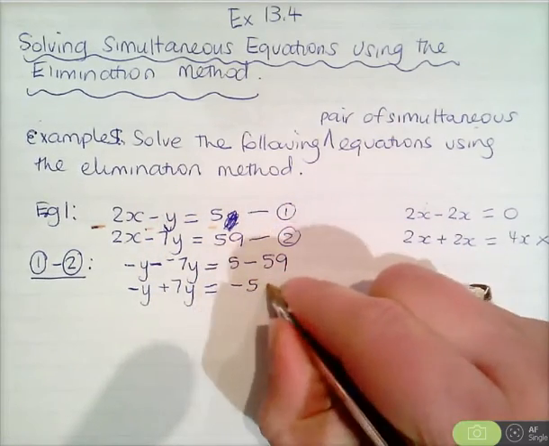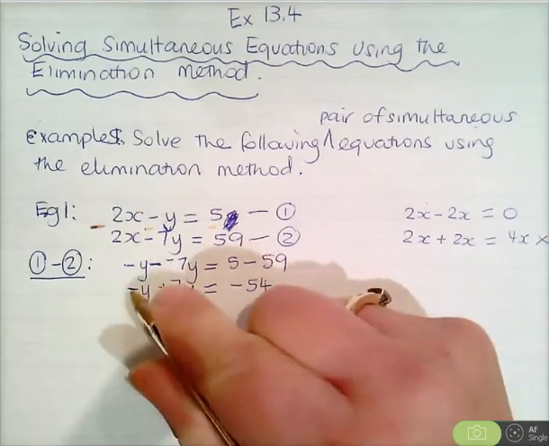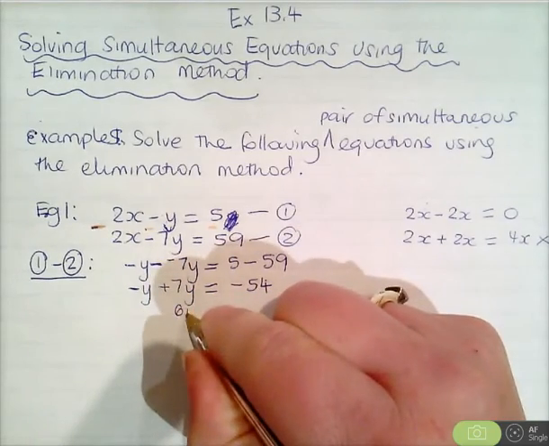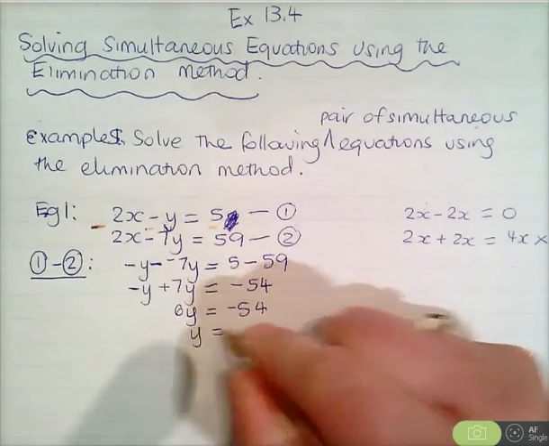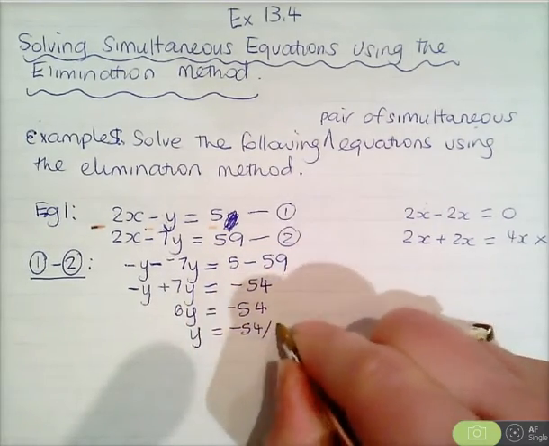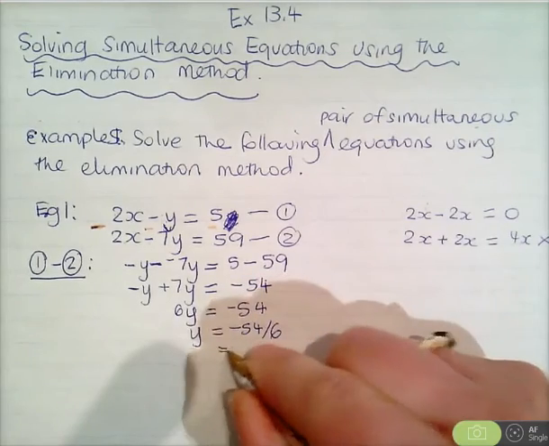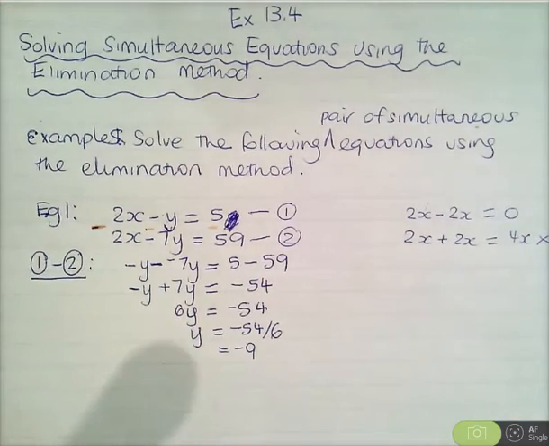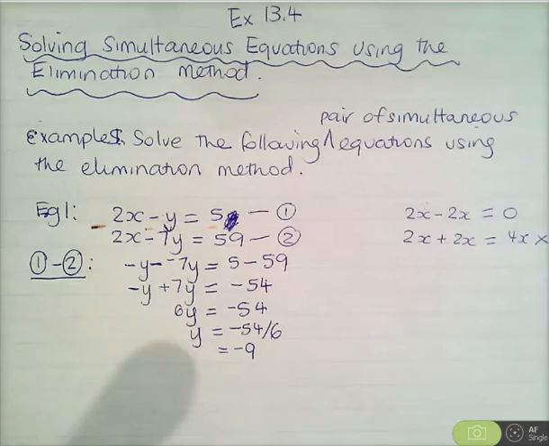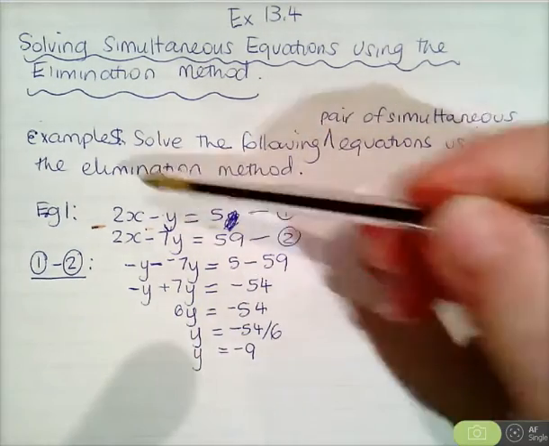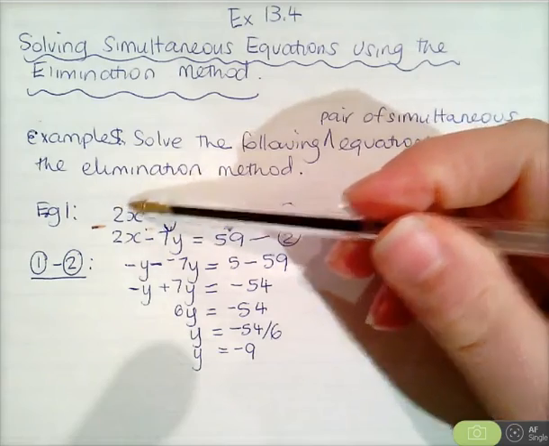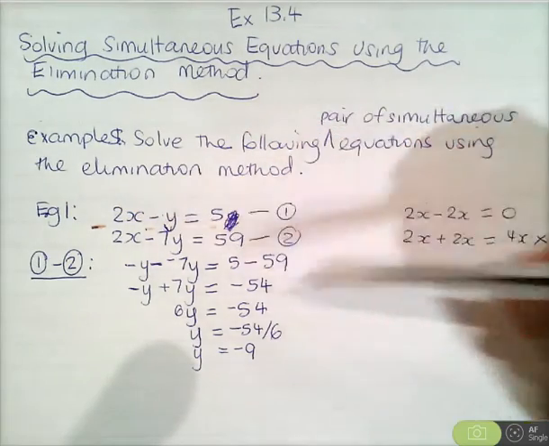Well, that would be negative 54. Now, negative y plus 7y is 6y, which is negative 54. And solving this for y, I get that y is negative 54 over 6, which is negative 9. So I've worked out what y is. Now, you don't stop there. These are simultaneous equations where I'm trying to work out the value of x and y that satisfies both equations.